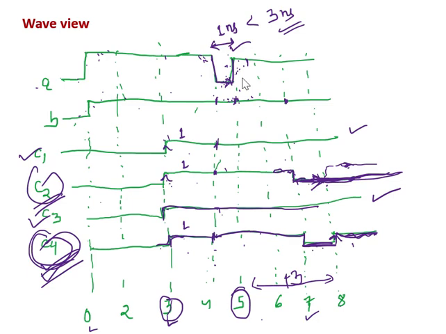So this is how C1, C2, C3 and C4 work, with different types of delays: blocking, non-blocking, inter assignment, and intra assignment delay.